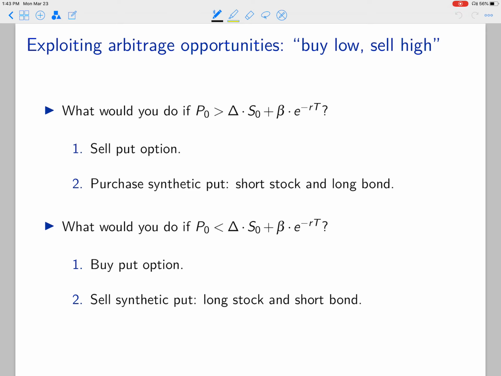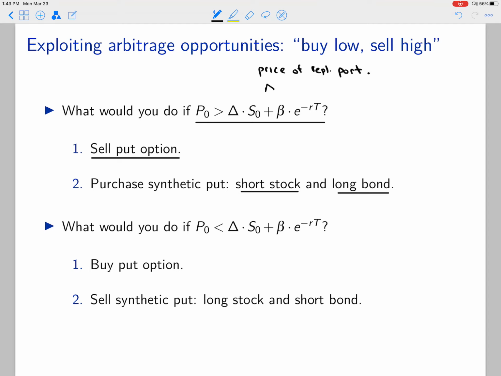First, suppose that the put price exceeds the price of the replicating portfolio. Okay, put price P0 exceeds the price of replicating portfolio. In this case, the market price of the put is too expensive relative to its no arbitrage value. So the way you're going to exploit this is you're going to sell the put option. Okay, you're going to sell high and you're going to buy low. You're going to buy the replicating portfolio, which remember that the replicating portfolio for a put is always shorting stock and longing a bond.